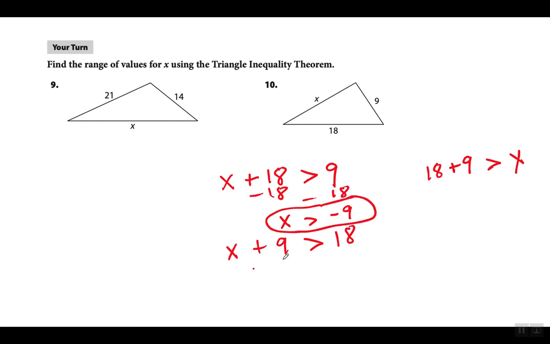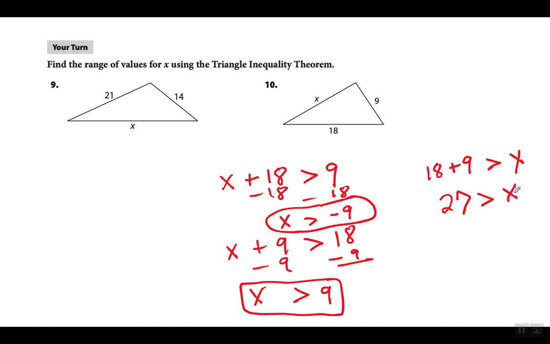Over here, when I subtract 9 from both sides, I'm going to get x has to be greater than positive 9. And over here, when I add this, I'm going to get 27. X has to be less than 27.